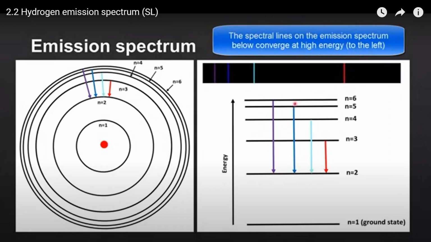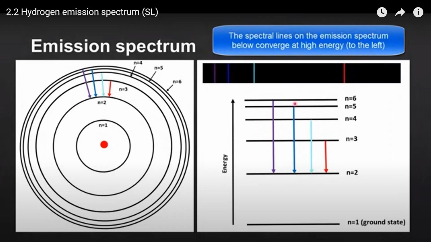So Bohr didn't know why this was happening, but he did know that he saw these absorption spectra and these emission spectra, yes? And that there were discrete lines. He didn't see an absorption spectrum where everything got absorbed. And what that told him is that electrons could only exist at certain energy levels.